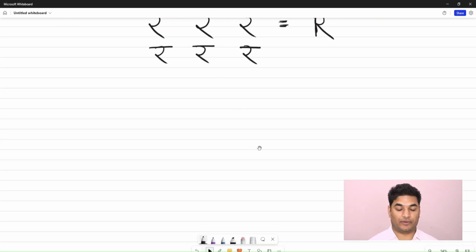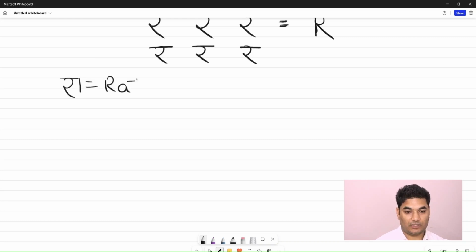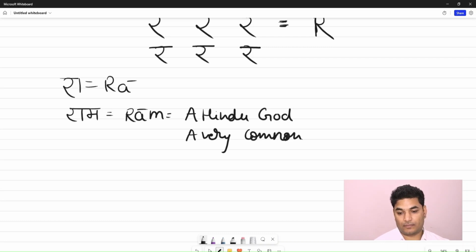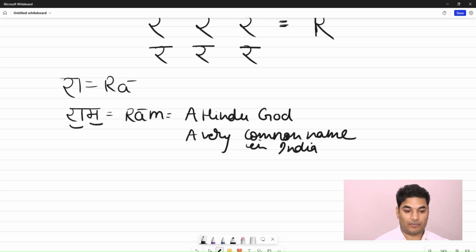Now if I put R with A, it becomes Ra. If I write Ra with M, it is Ram. Hindu god, and also a very common name in India.